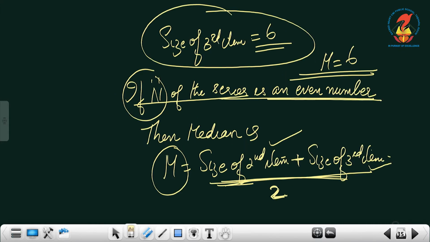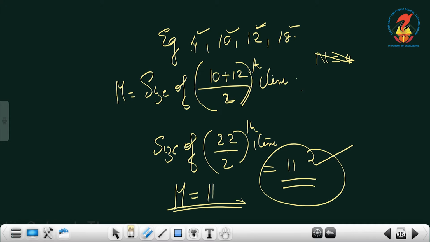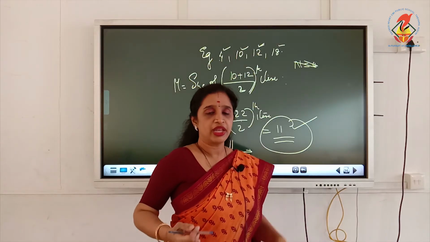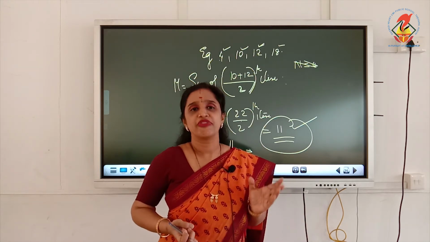Therefore, we are going to use this formula, which is size of second item plus size of third item divided by 2. From the data, the size of second item is 10, the size of third item is 12. So 10 plus 12 divided by 2 is equal to 22 divided by 2, which is equal to 11. So 11 is the final answer, because again we cannot choose size of 11th item from the series. Therefore 11 is the final answer.